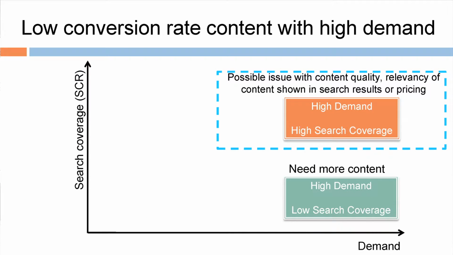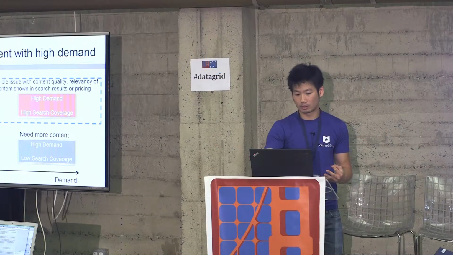So going back to the quadrant view, remember we're focusing on the opportunity quadrant. Now we're splitting that on the search coverage spectrum on the y-axis. We're looking at content that is highly sought after but not driving a lot of conversion. If we don't have a lot of search coverage, that means we don't have content for it, so the solve there is that we need to invest and get more content.